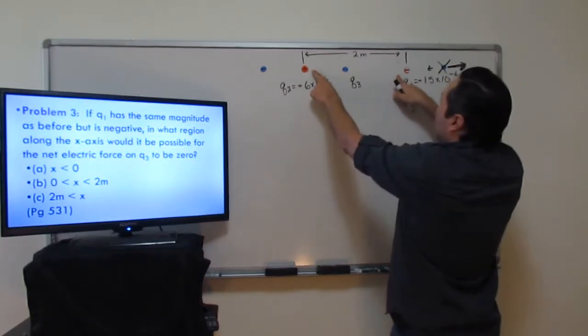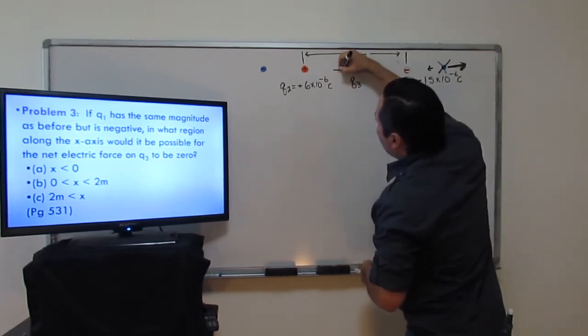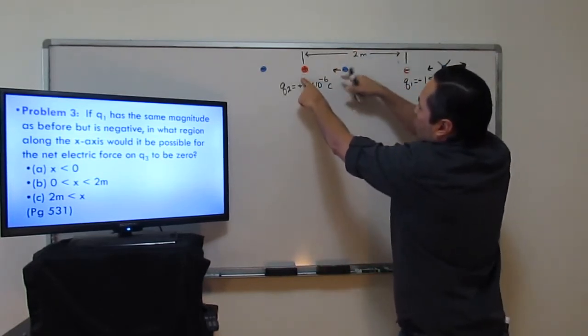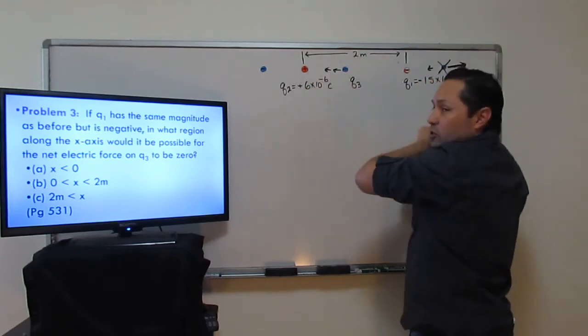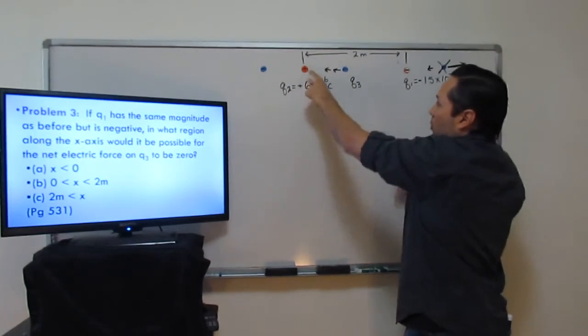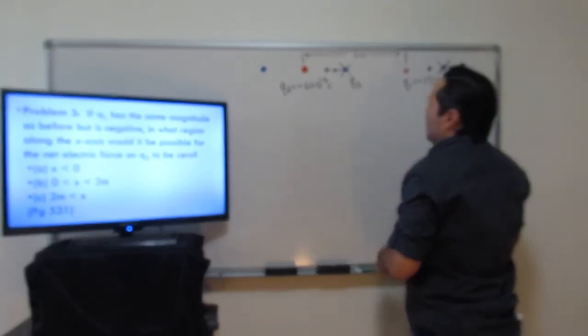Here, again, we have a negative and a negative, so they're going to repel, and a positive and a negative, so they're going to attract. So again, notice they're not balanced, so it's going to move towards the left until it reaches a charge, so that's not it either.